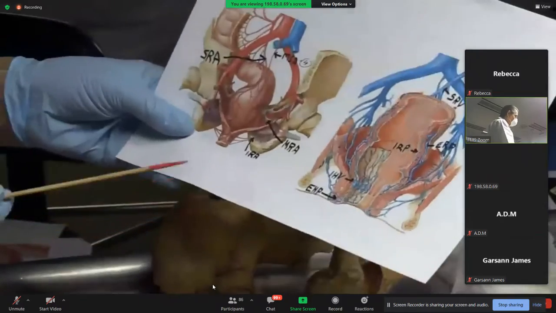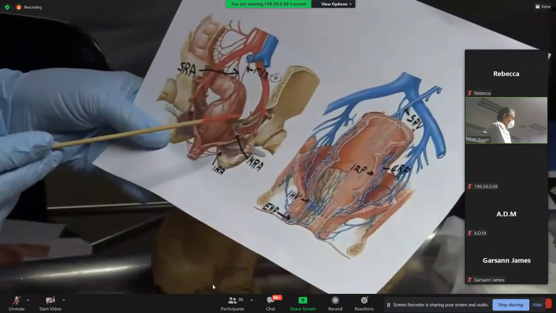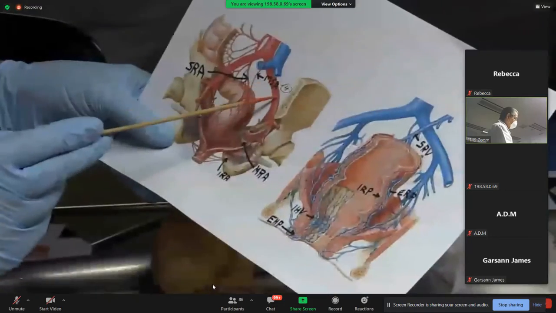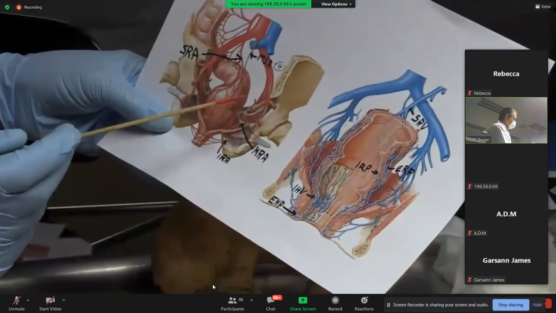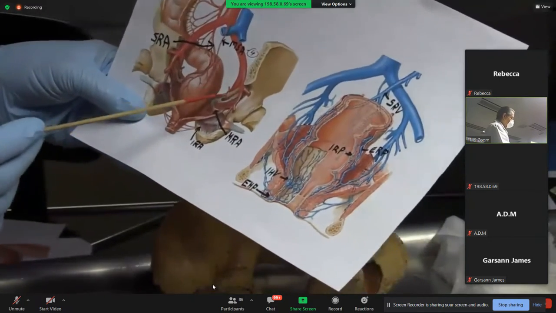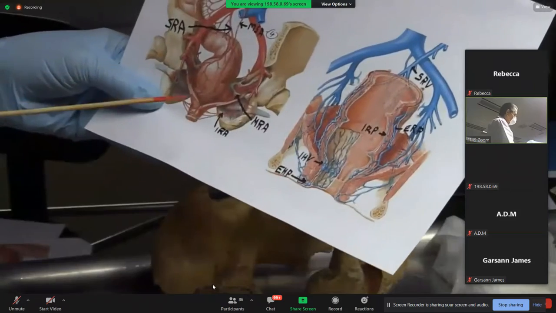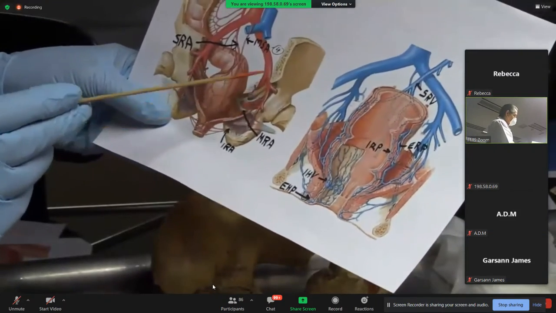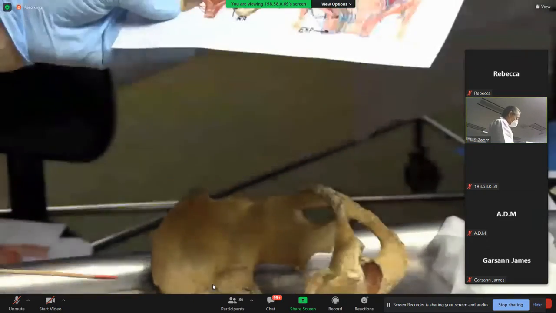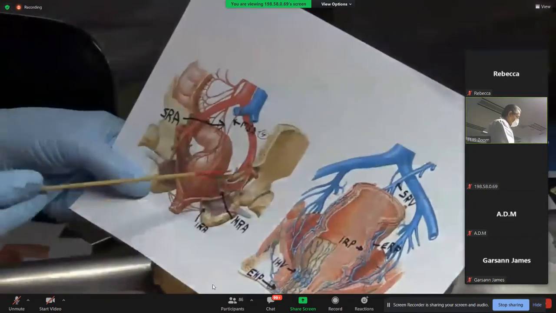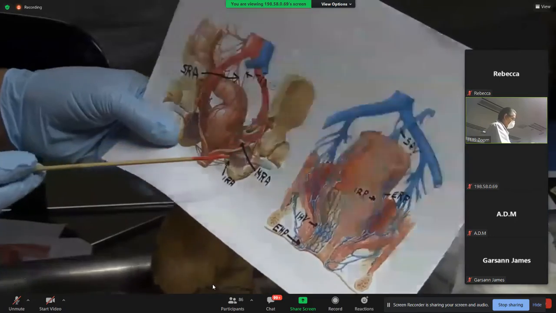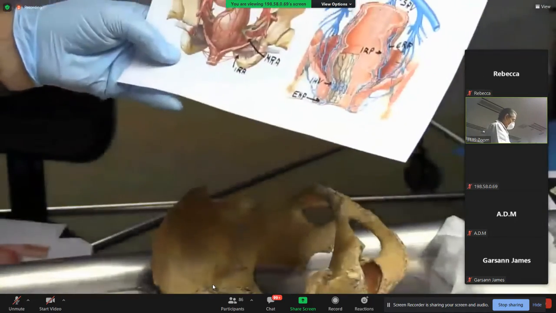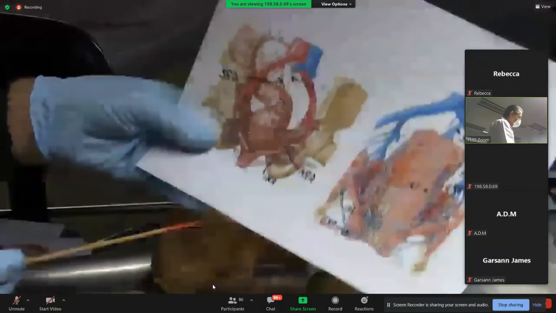Another supply comes from the internal iliac. Here is the common iliac. Remember, we're looking from posterior. That's the external iliac going down on the pelvic rim to go into the lower limb as the femoral artery. This is the internal iliac artery. I didn't get to show you the internal iliac artery earlier because it's difficult to show. I'll show you in another specimen, the female specimen.